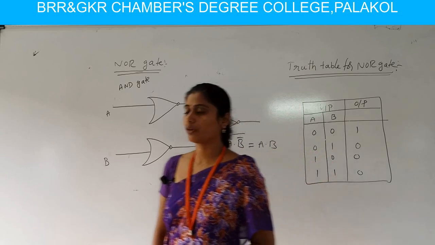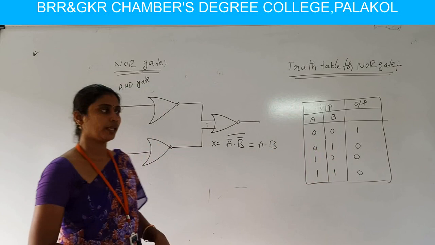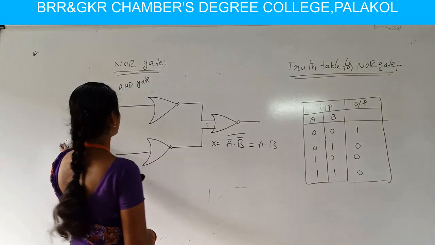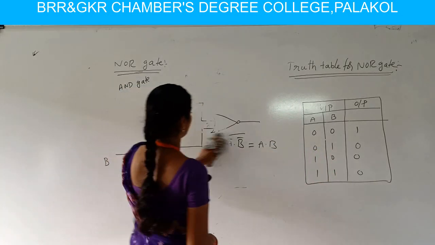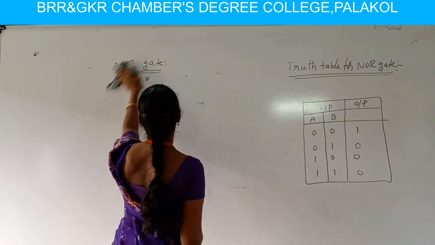I hope you are following this: the NOR gate acts as a universal gate. Then we go for the next gate, which is the NAND gate.